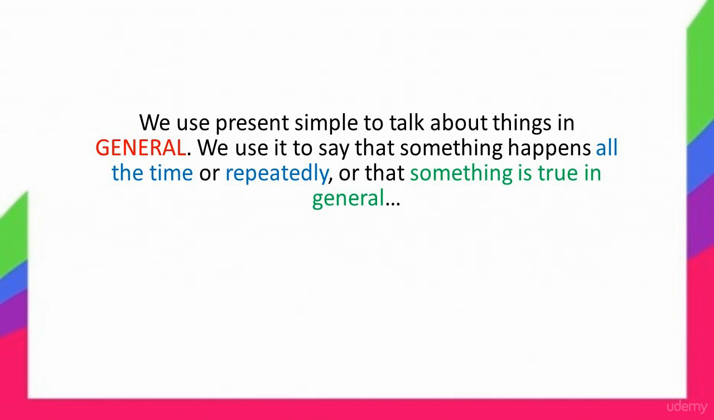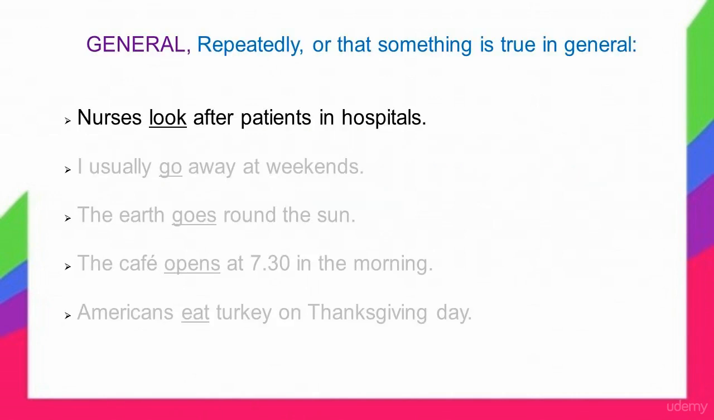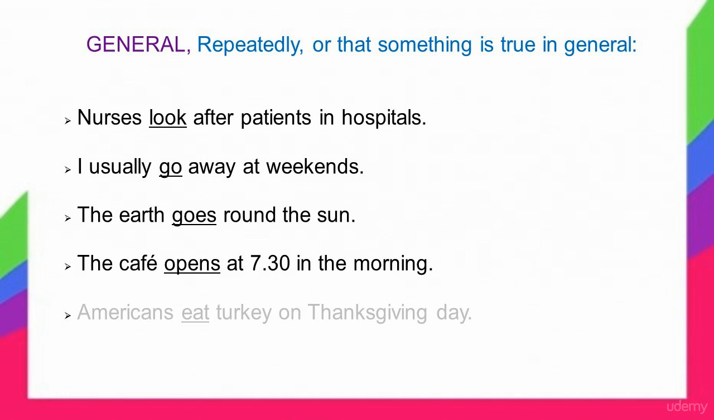So again, we use present simple to talk about things in general. We use it to say that something happens all the time or repeatedly, or that something is true in general. Here are some more examples. Nurses look after patients in hospitals. I usually go away at weekends. The earth goes round the sun. The cafe opens at 7:30 in the morning.